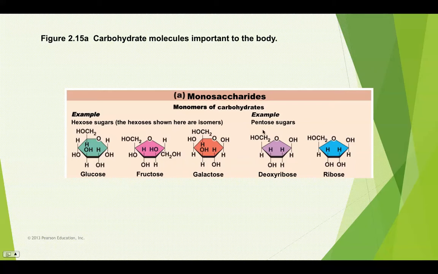And then here is a figure showing you the pentose sugars, deoxyribose and ribose. And surprisingly enough, deoxyribose has 1 less oxygen atom than ribose. So the names actually somewhat make sense.